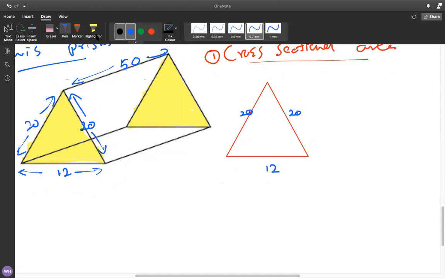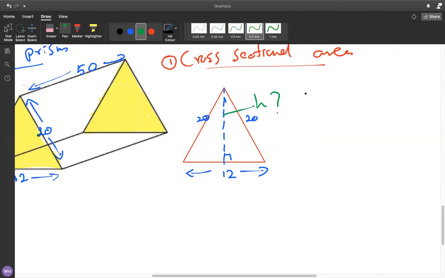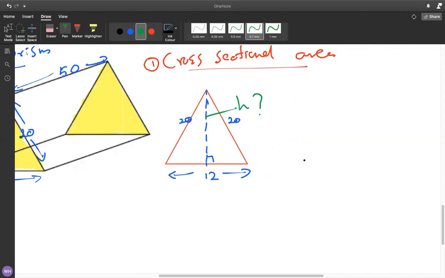Since it is a triangle, we want to know the perpendicular height to a corresponding base. So I will consider the 12 as the base and drop a perpendicular line from the apex to the base. Now we know this is 12, and we need to find the perpendicular height, h. How to find h? You can apply Pythagoras theorem, which you have learned.